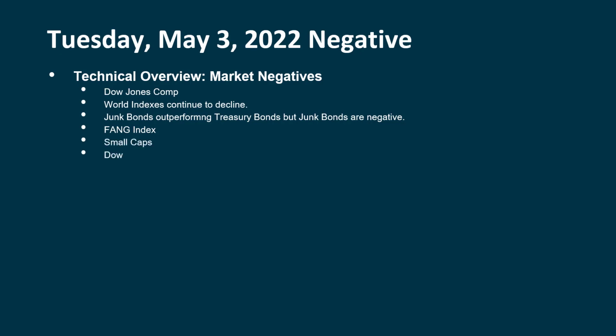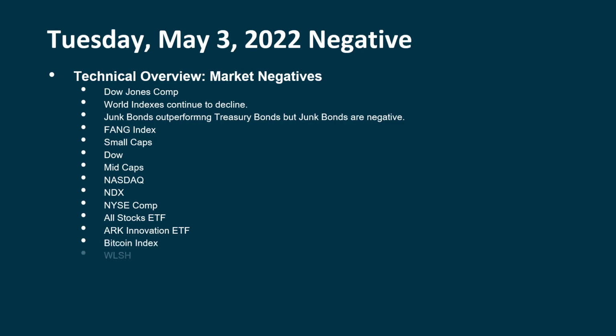Small caps, the Dow, mid caps, NASDAQ 100, NYSE, all stocks, ARK, Bitcoin, all of these are in a downtrend right now. Wilshire, world indexes, corporate bond prices, not yields, but prices. All of these are in a downtrend right now.